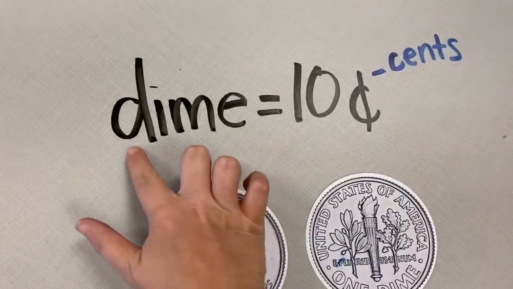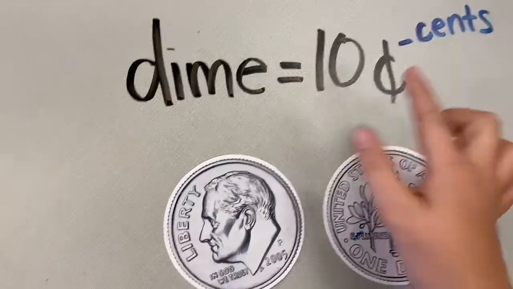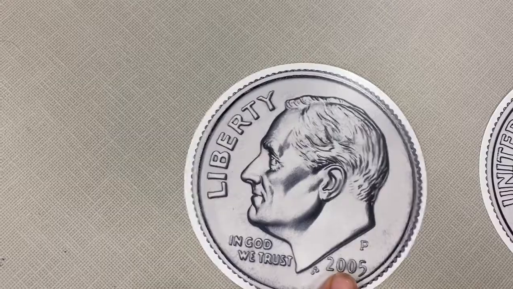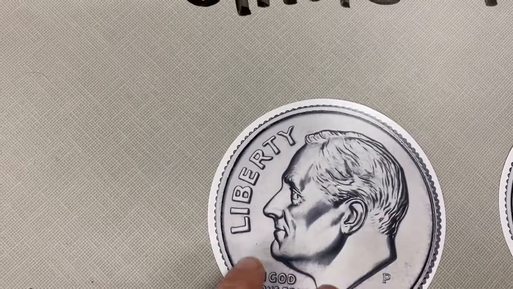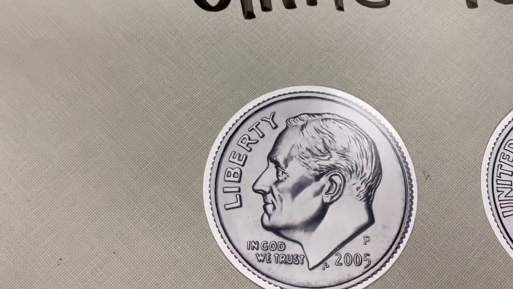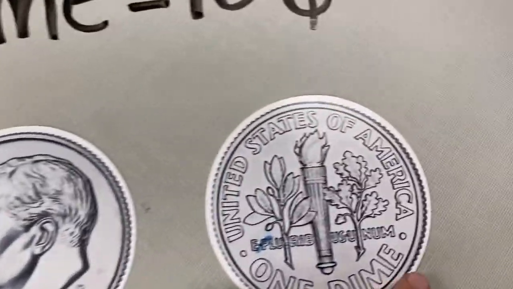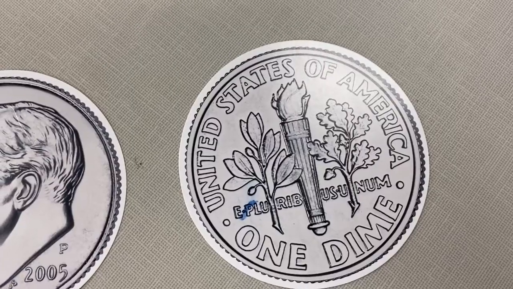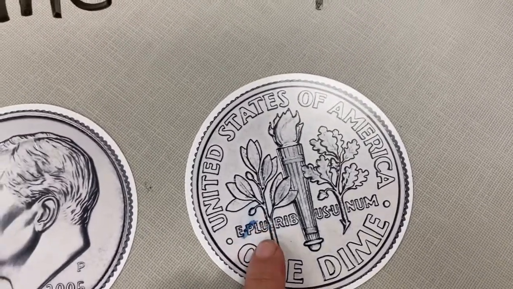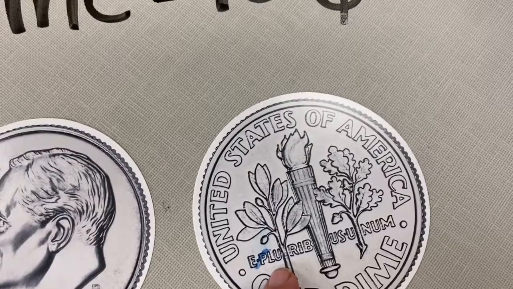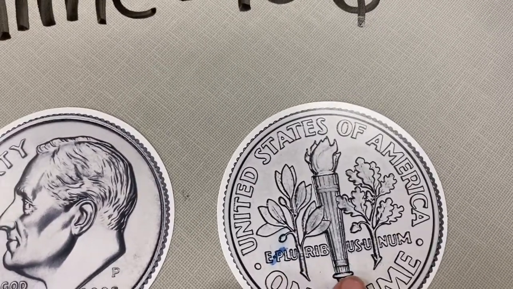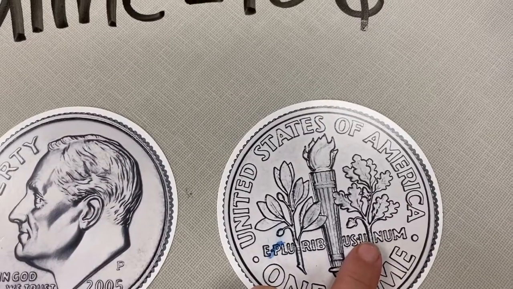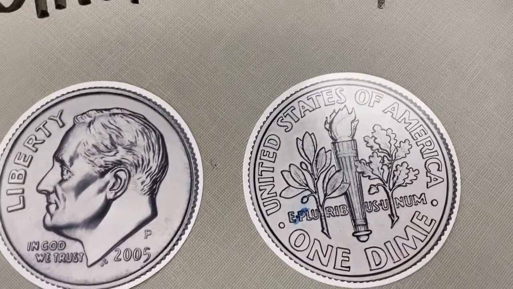The next coin is the dime. It's worth 10 cents. On the front of the coin, you're going to see the date that it was issued, 2005 for this coin, and our 4-term president, Franklin Delano Roosevelt. And on the back of the dime, it says United States of America. It has our United States motto. And on the left, we have an olive branch that stands for peace. In the middle, we have a torch that stands for liberty. And on the right, we have an oak branch which stands for strength and independence.